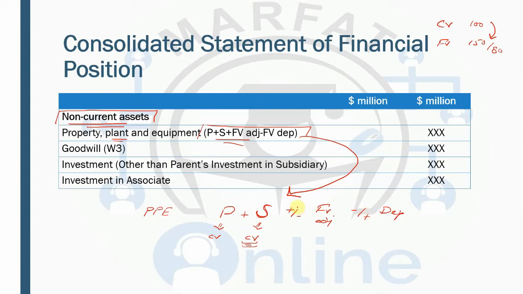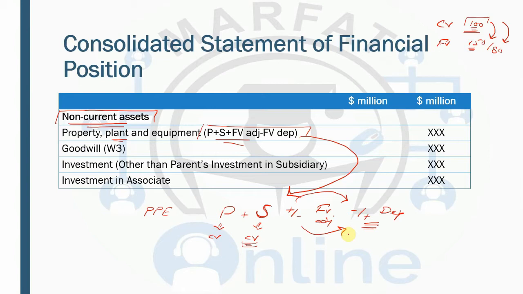Now, when there is a fair value adjustment, for example, over here, the carrying value is 100, but the fair value is 150. The depreciation has been charged on 100. It should have been charged on 150. So that means you have to deduct further depreciation when there is an upward revaluation or upward fair value adjustment. Similarly, if there is downward, the depreciation would have been charged on 80, but it has been charged on 100. That means you have to add back the excess depreciation when there is a downward fair value adjustment. So remember one thing, when there is upward fair value adjustment, the extra depreciation will be deducted. When there is downward fair value adjustment, the excessive depreciation will be added back.